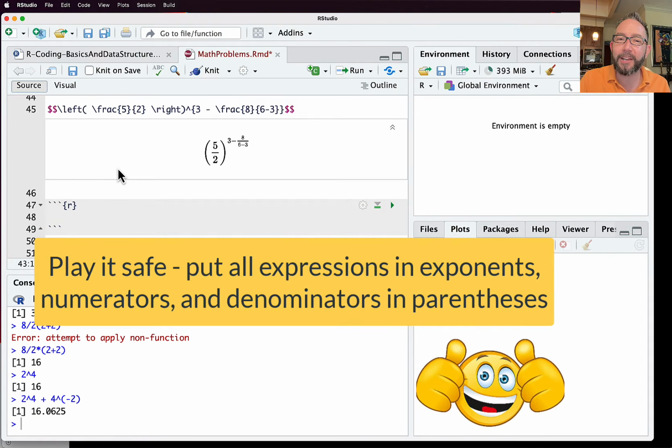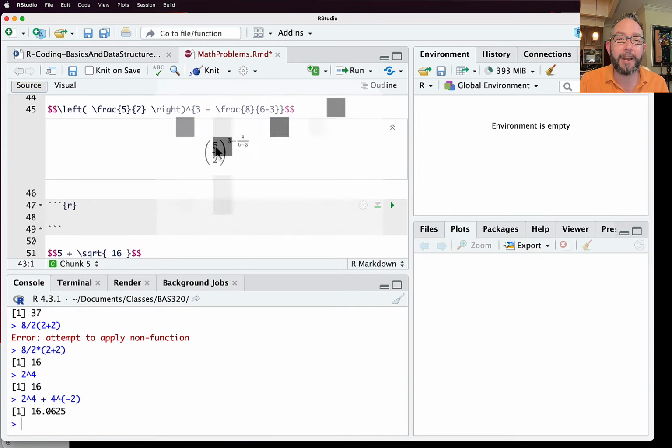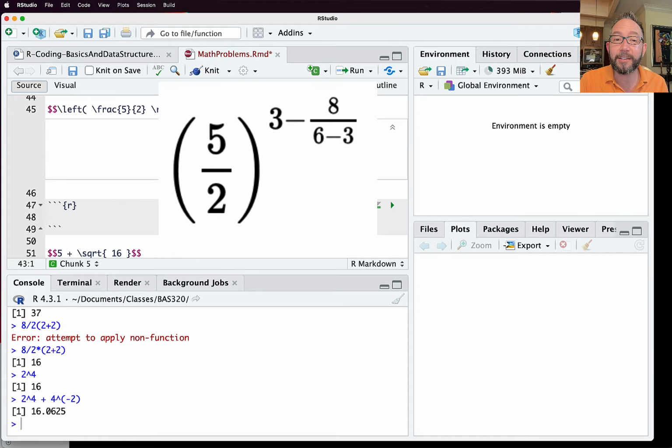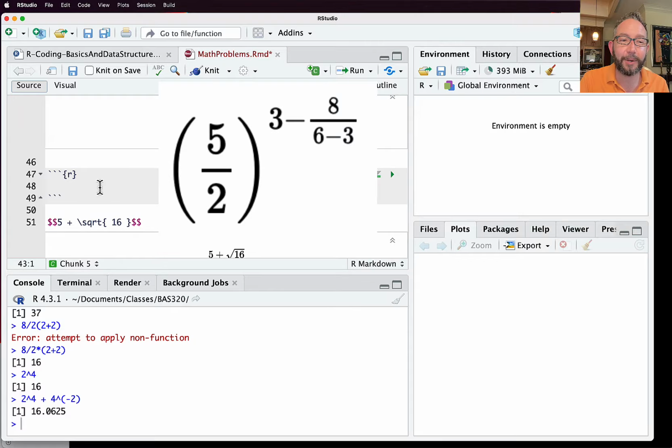Here's some additional practice. Whenever we have a complex exponent, more than one character, it's a good idea to wrap that exponent in parentheses just to make sure that R is evaluating it appropriately. So here what we're going to do is we're going to take the fraction 5/2 and we're going to raise it to the 3 minus 8 divided by the quantity 6 minus 3. So we're going to have to be very mindful of these parentheses to evaluate this correctly.